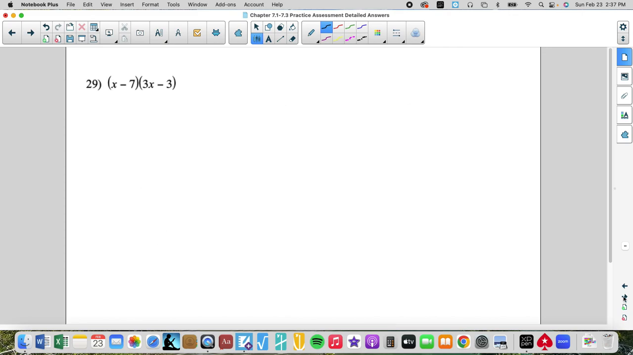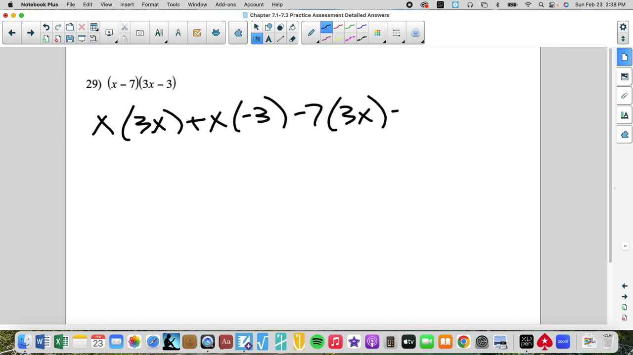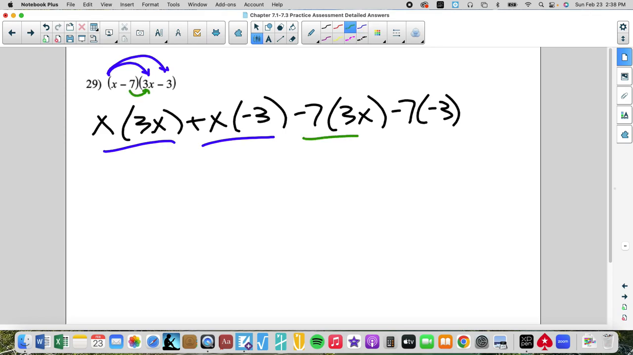It's a good one. X times 3x plus x times negative 3 minus 7 times 3x minus 7 times negative 3. Again, x times 3x. Now let's do this. X times 3x, that's that. X times negative 3, that's that. Negative 7 times 3x. Negative 7 times negative 3. So it's there. Make sure you are systematic in your writing, you're clear, you're spaced out so you can see the products.